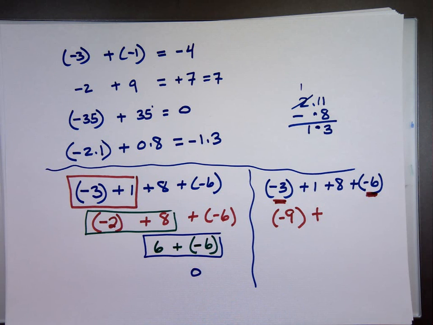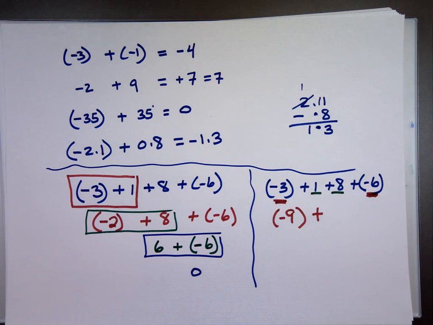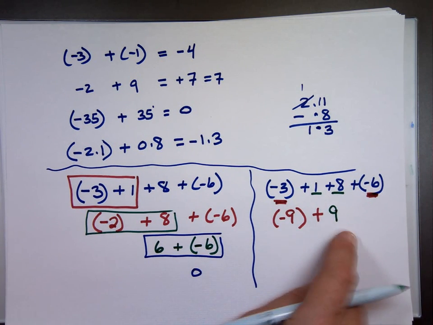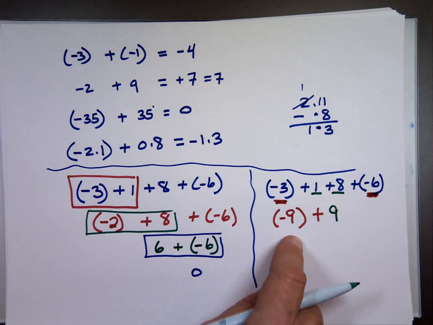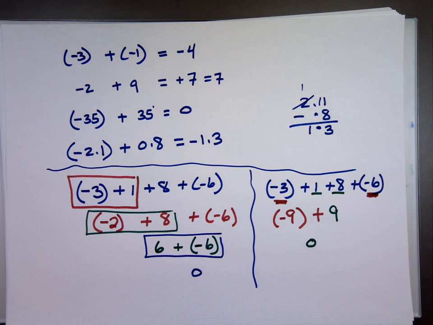Take the positive numbers, add them, and make one number out of them. These are the positive numbers. What's 1 plus 8? 9. Now you subtract these numbers because they're different signs. 9 from 9? 0. So when you have a lot of numbers, a chain of them, that's a common practice. You'll take all the positive numbers, make one number out of them, add them. Take all the negative numbers, make one number by adding them, then do whatever you need to do.